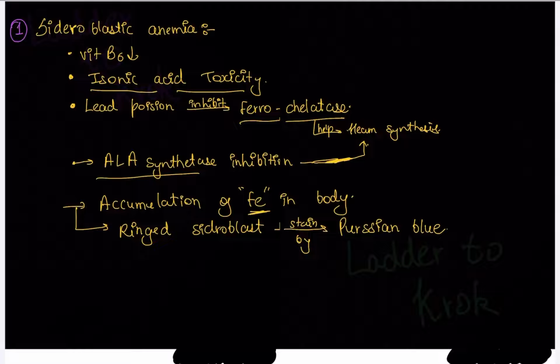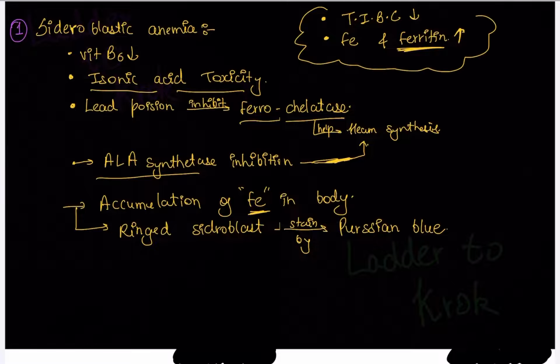In sideroblastic anemia, what will happen to the total iron binding capacity, TIBC? As there is accumulation of iron in our body, there is so much iron that TIBC will decrease, because it can bind only up to a limit. What will happen to iron, Fe, and ferritin? Ferritin is an iron storage protein, it's important. It will increase. So TIBC will decrease, and Fe and ferritin will increase. I hope this is clear.